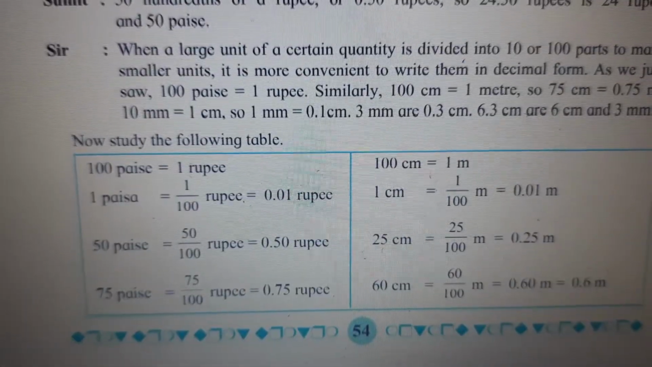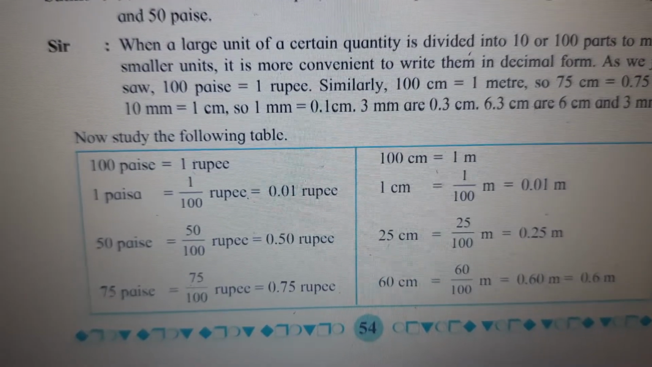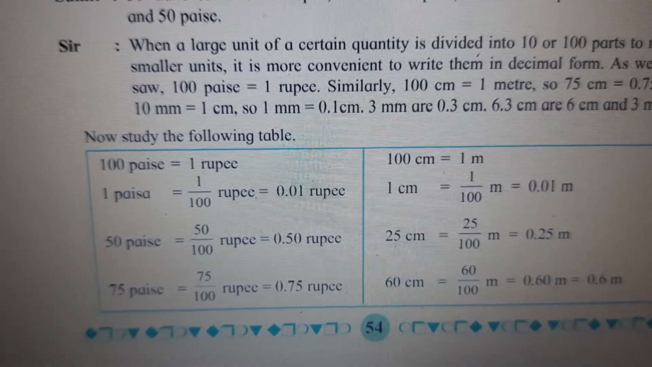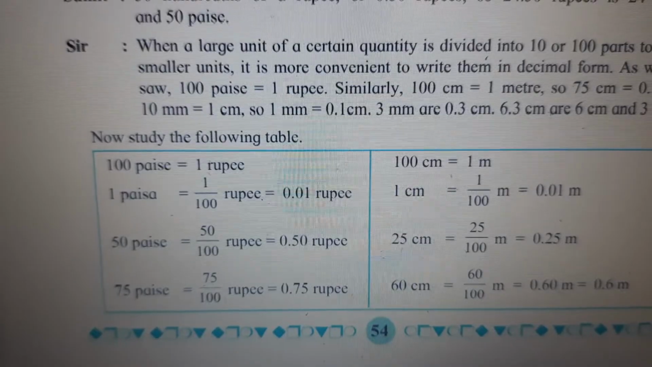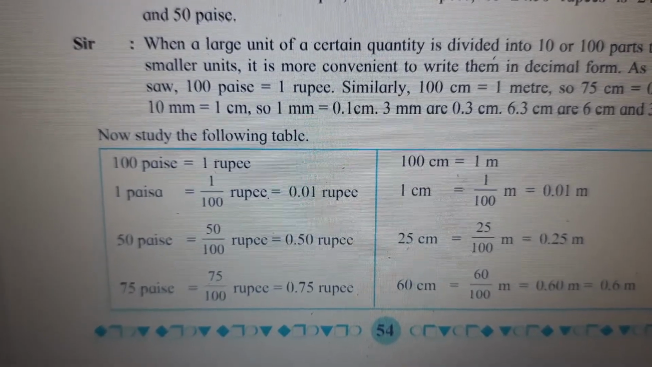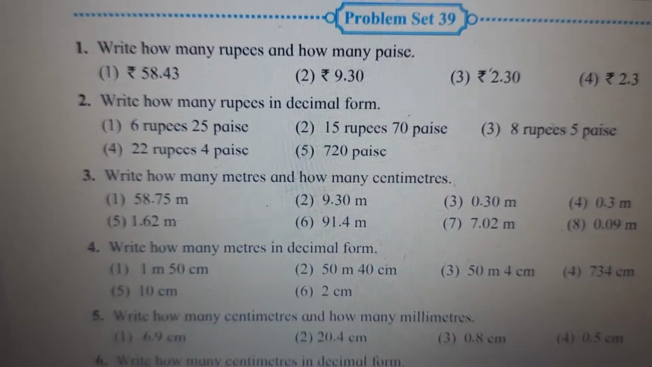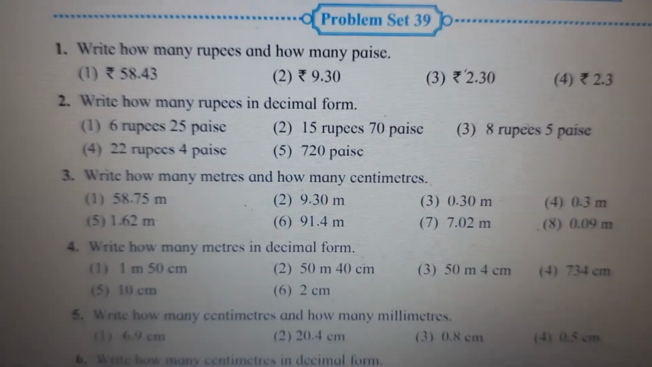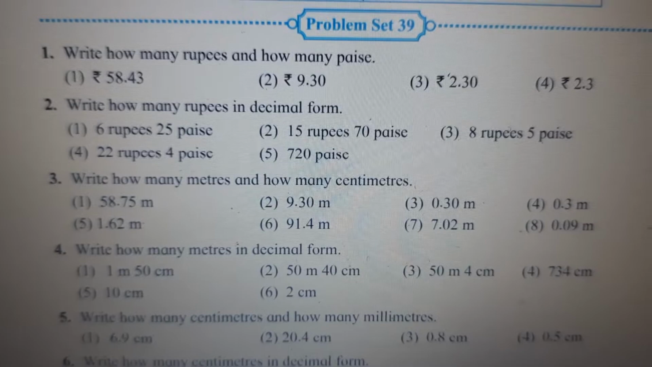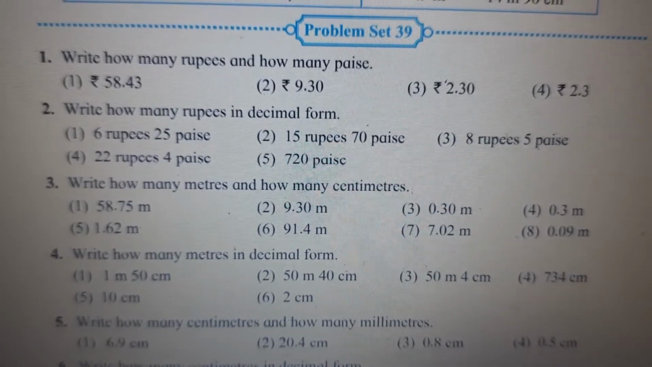Like this you have to remember 10 millimeters is 1 centimeter, and 100 centimeters is 1 meter. So all these things you have to just remember. 10 millimeters is equal to 1 centimeter. Then it will be useful for us and it will be easy in conversion, because in this problem set 39 we have to convert them. See, first question: write how many rupees and how many paise.